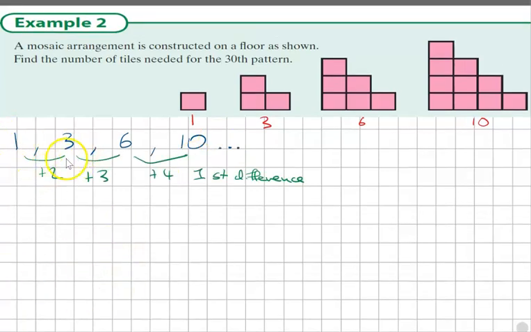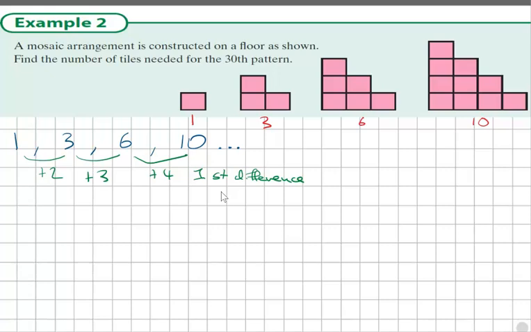So to get from 1 to 3, we add 2. To get from 3 to 6, we add 3. To get from 6 to 10, we add 4. So 2, 3, and 4 is the first difference. Since the first difference is not the same, we know that this is not a linear sequence, because for it to be a linear sequence, the first difference has to be the same.